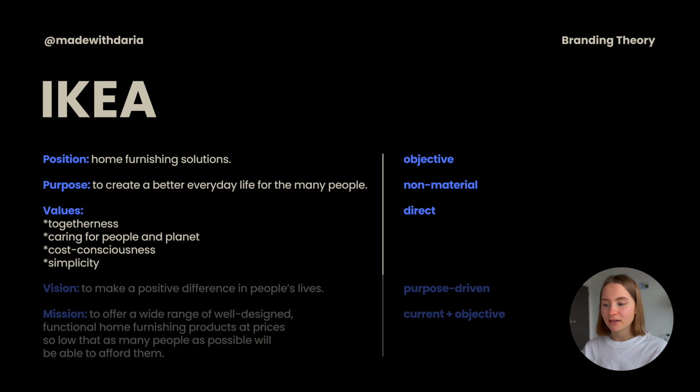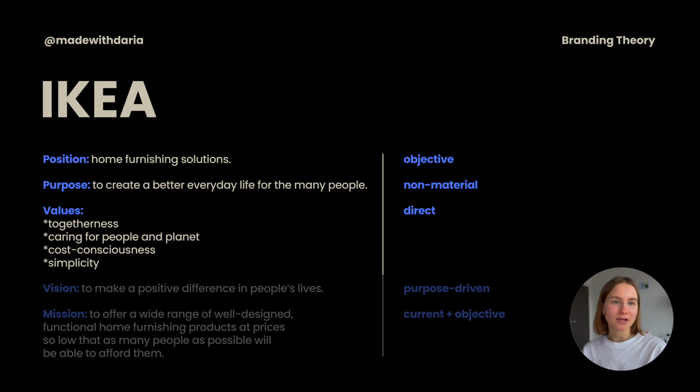To create a better everyday life for the many people is the purpose, right? So they care about the society, about creating something for the people, so togetherness, and also caring for people and planet, because they're talking about sustainability and how they make their products, because their furniture is not just furniture, but it's sustainable, it's for people and planet. Then we have cost consciousness. A lot of furnishing brands are very expensive, but IKEA is affordable, which allows them to create a better life for the many people because more people can afford their furniture.